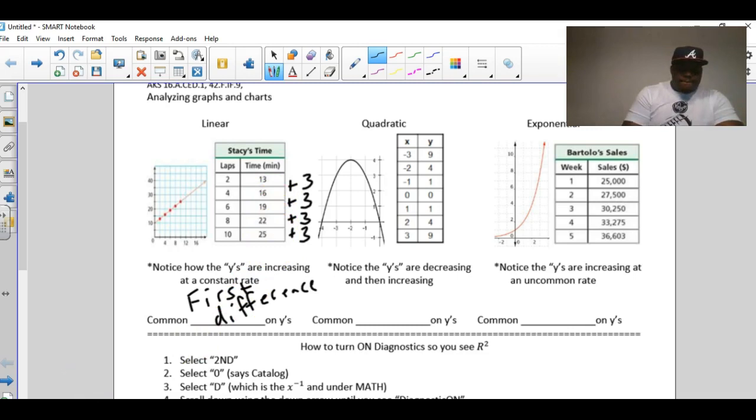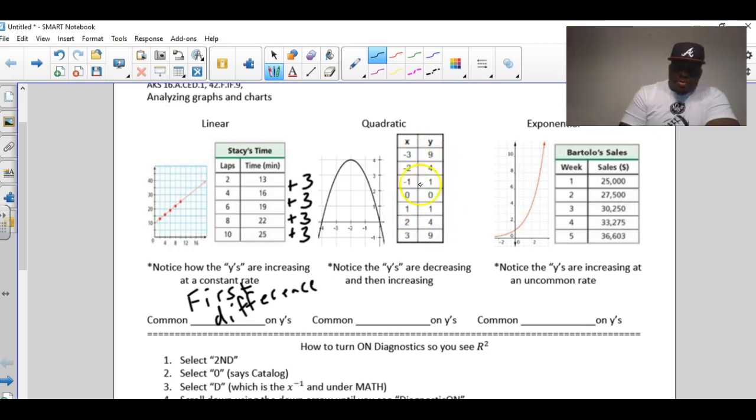Next we have here is a quadratic. With this quadratic, guys, we did quadratics. The parabola is a quadratic. But the thing I want you to notice about this pattern is this. It says notice the y's. Look at the y's. 3 squared would be 9. Negative 2 squared would be 4. Negative 1 squared would still be 1. 0 squared is 0. 1 squared is 1. 2 squared is 4. 3 squared is 9.